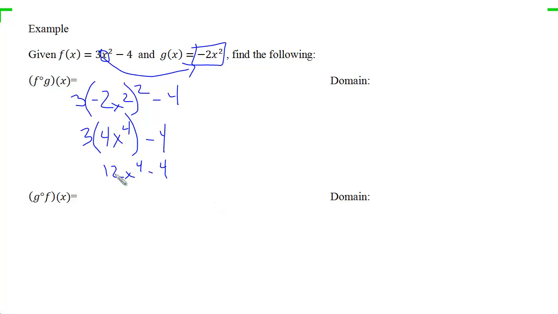And we look and see, is there any domain restriction here? Is there any value that I cannot sub in for x?